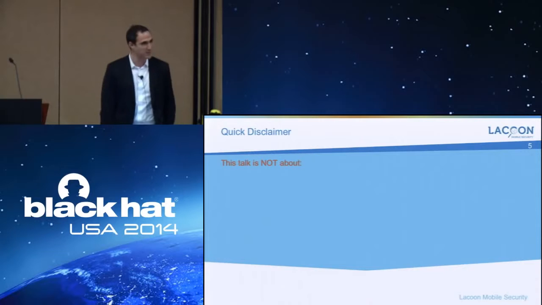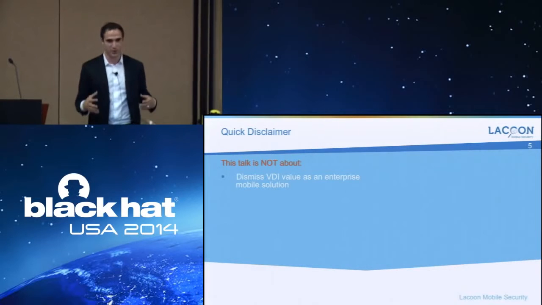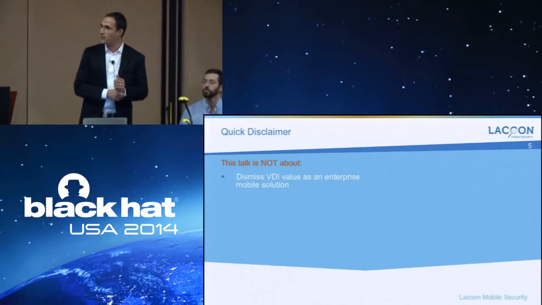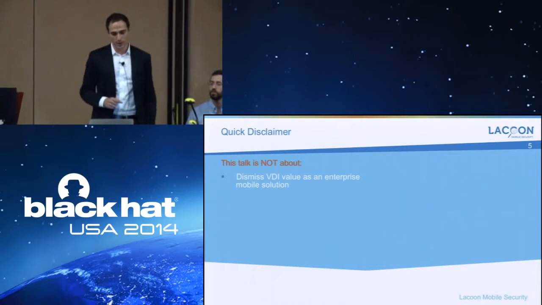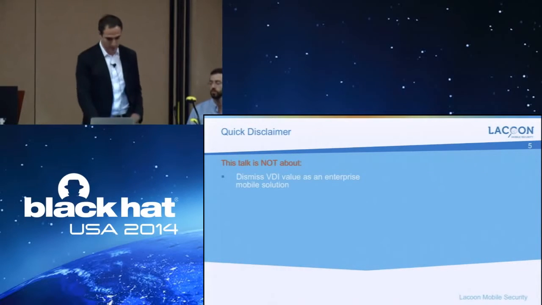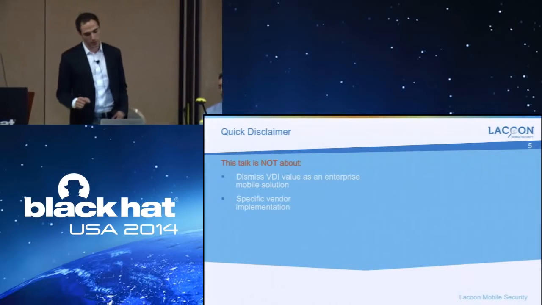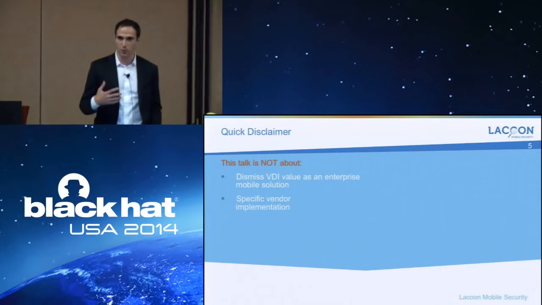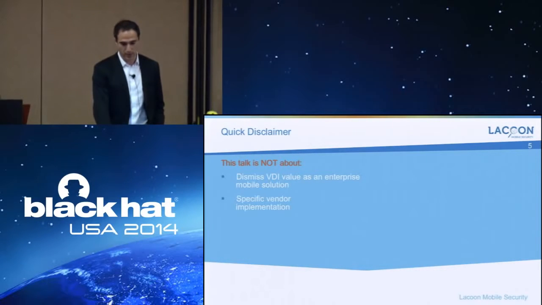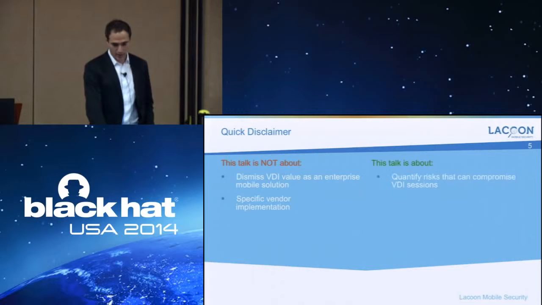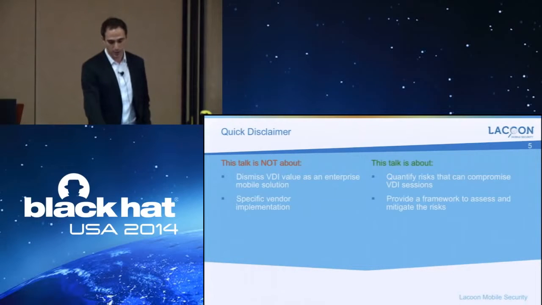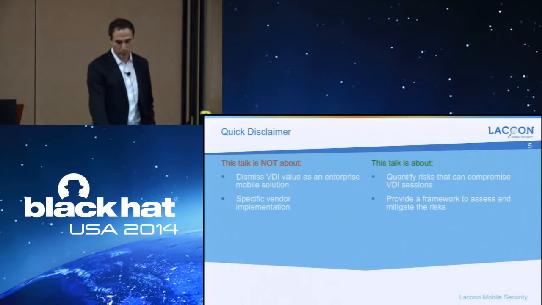We do need to give you a quick disclaimer about what this session is not about. The first thing is that you should not take this session as dismissing the VDI solution in the enterprise. Clearly, VDI solutions have a set of very interesting capabilities to use on mobile devices within the enterprise, so we are not dismissing the value over there. And the second thing is we are not talking about a specific vendor implementation. The things that we are going to talk about today are generic and more about the architecture aspects around the security issues there. And as I've said, we're going to quantify the risk, provide demos, and provide a reasonable framework for how to solve the problem.